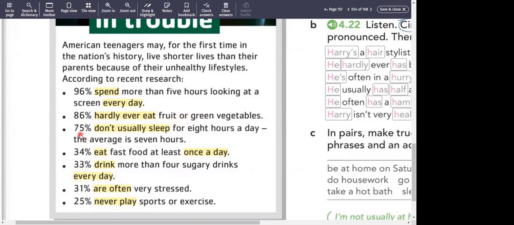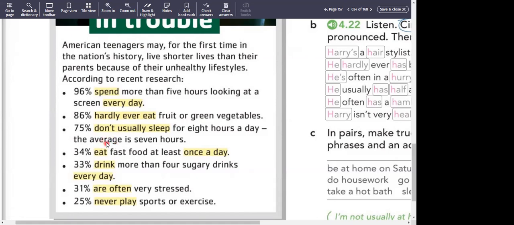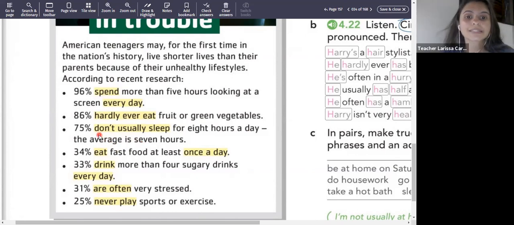75% don't usually sleep for 8 hours a day. The average, I don't know this word. Não conheço a tradução. I don't know. Okay. Average is 7 hours. É isso? Okay, so yes, they don't sleep for 8 hours a day. A média, the average is 7 hours. Okay, next one.